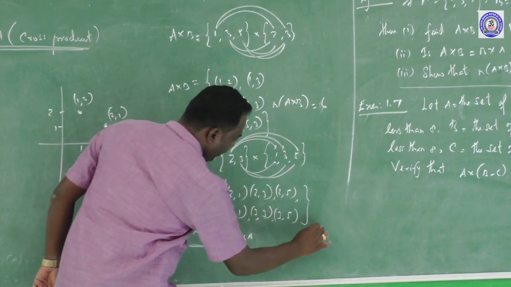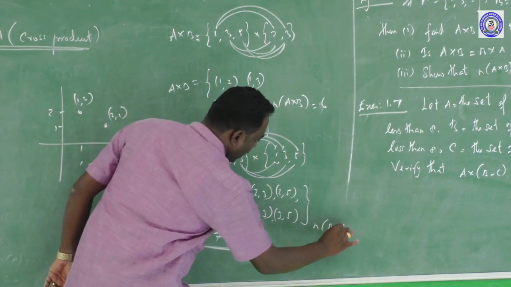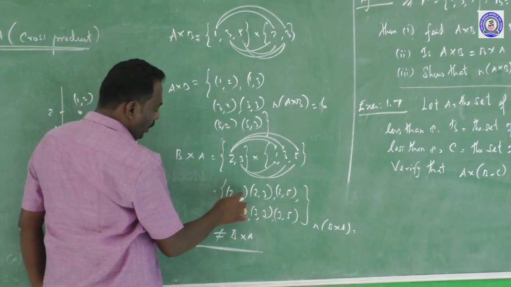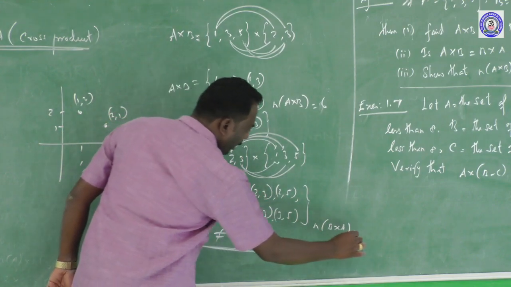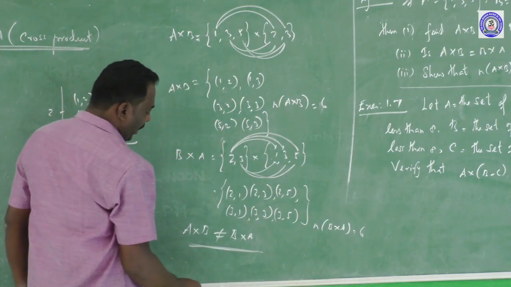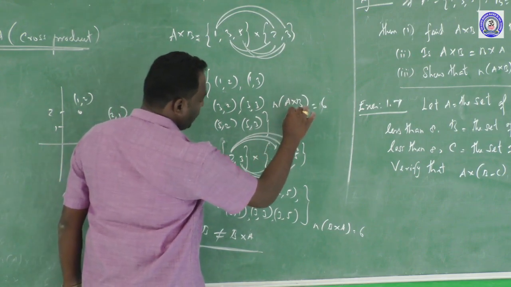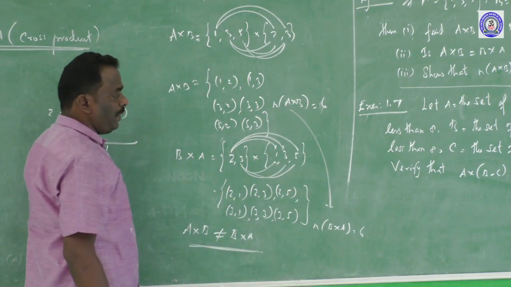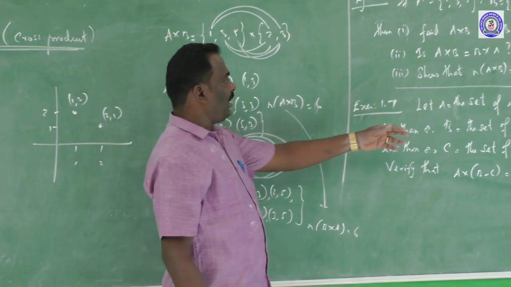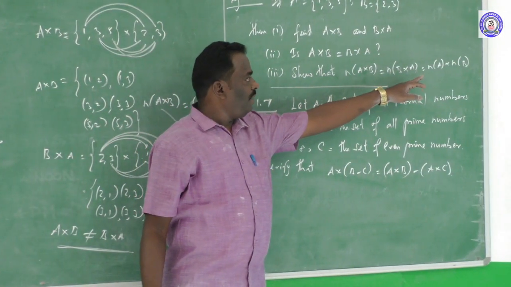n of B cross A is equal to, again, 1, 2, 3, 4, 5, 6. Therefore it is 6 elements. Then we find that n of A cross B is equal to n of B cross A, both are equal. Then we can say one more, n of A into n of B.